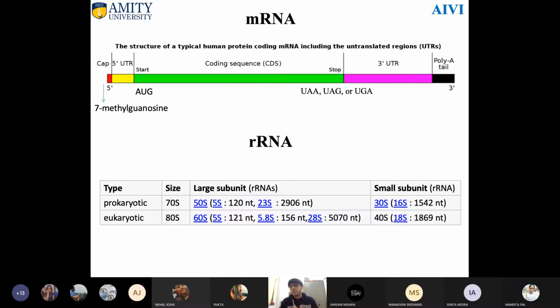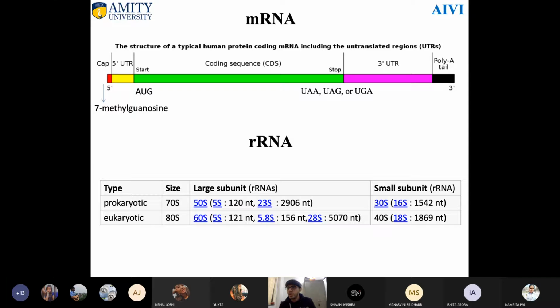Okay, so now the structure, what structure are we talking about? mRNA is mainly the messenger. It contains the message, so it contains all the machinery required for translation. Translation requires attachment to the translation machinery, that is, your ribosome. So it has different parts.